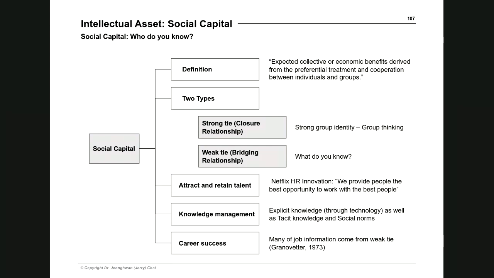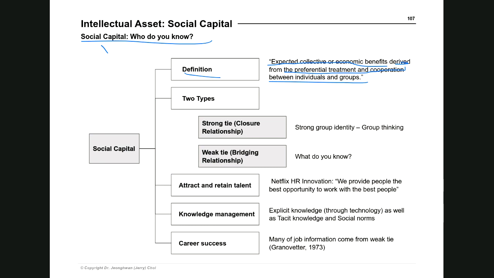Okay, good. So here we go. Social capital. Simply, social capital is asking: whom do you know? Absolutely. If you know somebody better, you have a better chance to make more money. By definition, social capital is the expected collective or economic benefit derived from preferential treatment and cooperation between individuals and groups. Absolutely, that's the quality of the social network, social relations. That's the definition of social capital. If you know somebody better, you will have a better chance to materialize that relational quality into money.